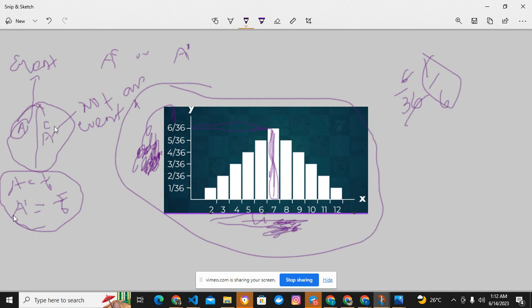So to find the sample space, look at this diagram. You know, sample space is everything together. So by adding this and this, you now have everything, which is the sample space. So invariably you can now say A plus A complement equals the sample space. You understand?